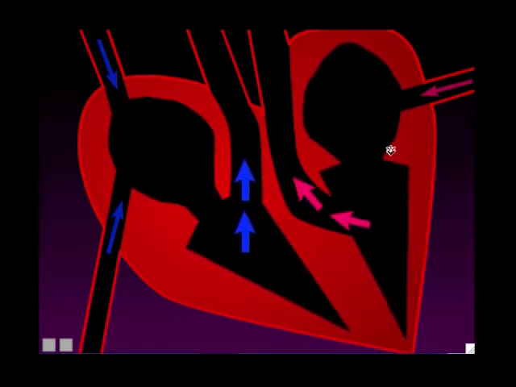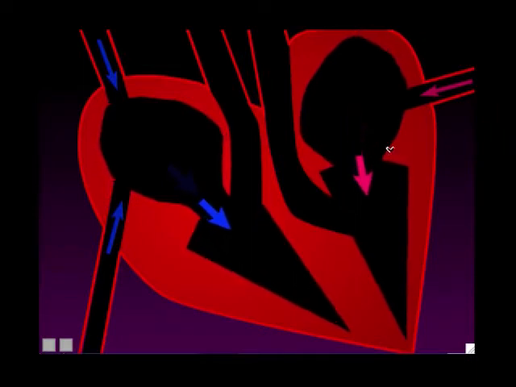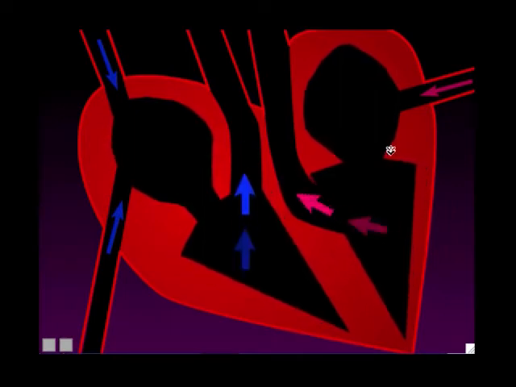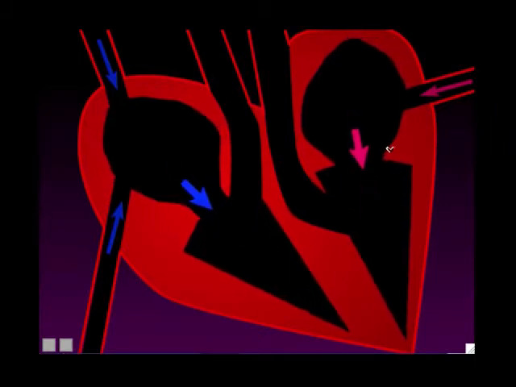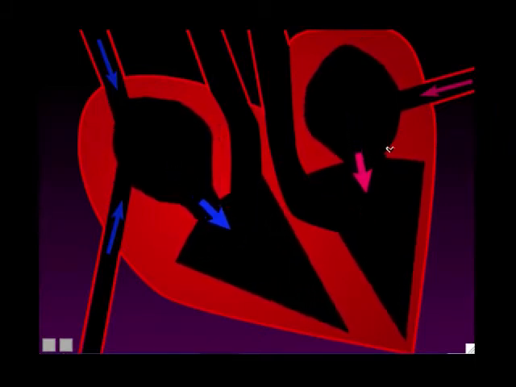And those three steps that I just talked about: the atria contracting together to fill the ventricles, the ventricles contracting to expel blood out of the heart, and then the ventricles relaxing. Those three things together are called the cardiac cycle. And we define it like this: it's the repeated series of events in the heart that results in blood pumping.